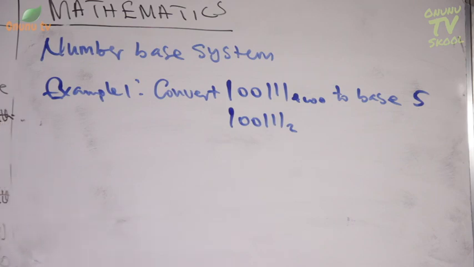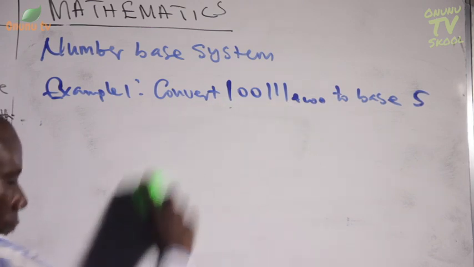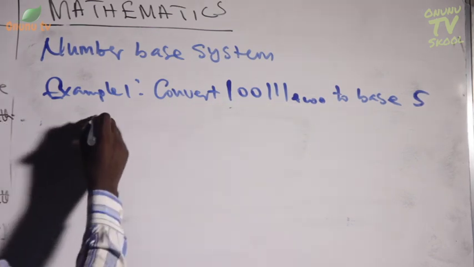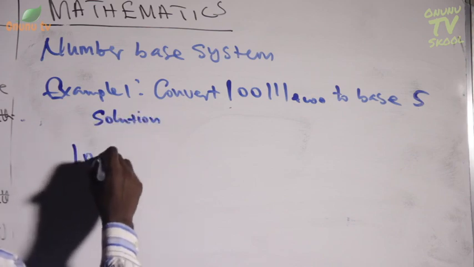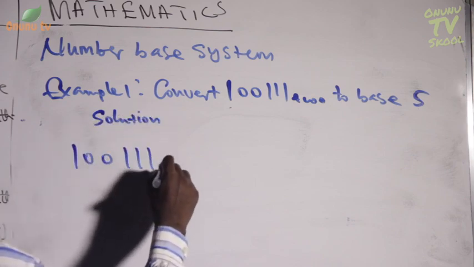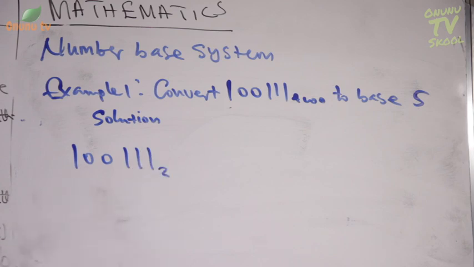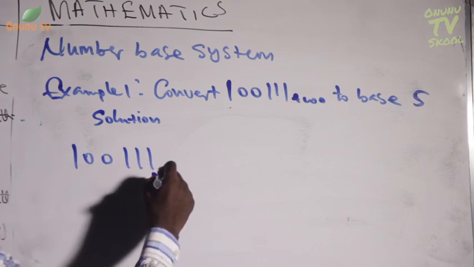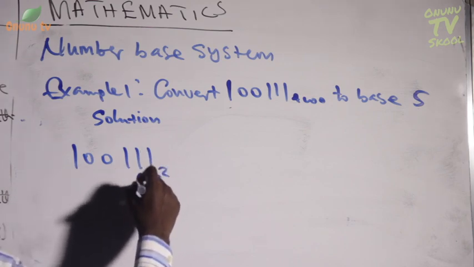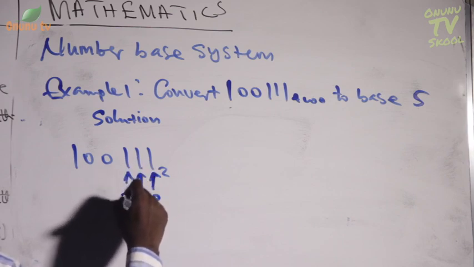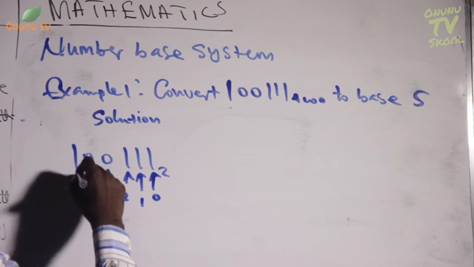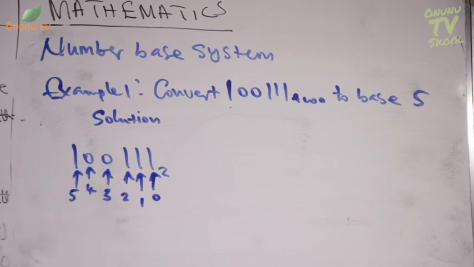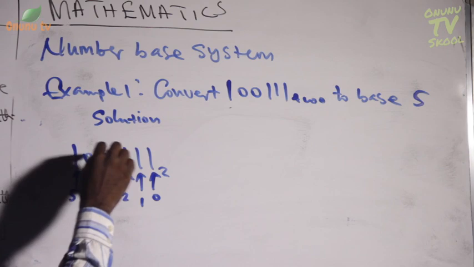There is no big deal about this. All we have to do is to follow the normal procedure. Now let's go on. Solution. We have 100111 base 2. Now, the rule is that you start numbering these digits from 0: 0, 1, 2, 3, 4, 5. You can see if you count.